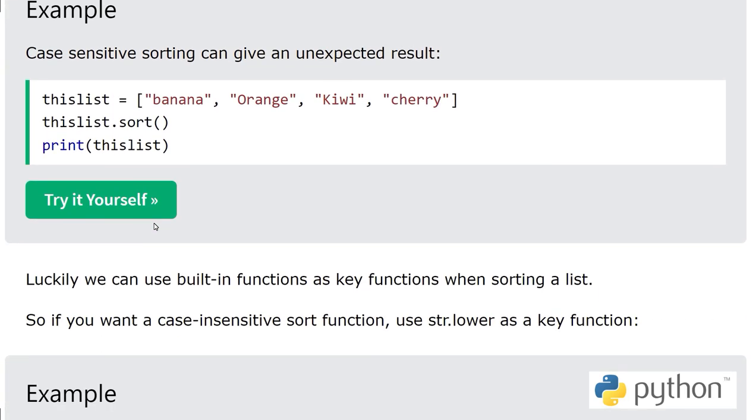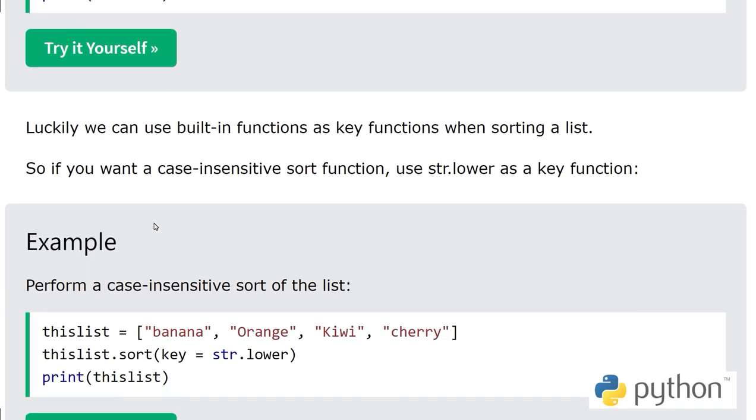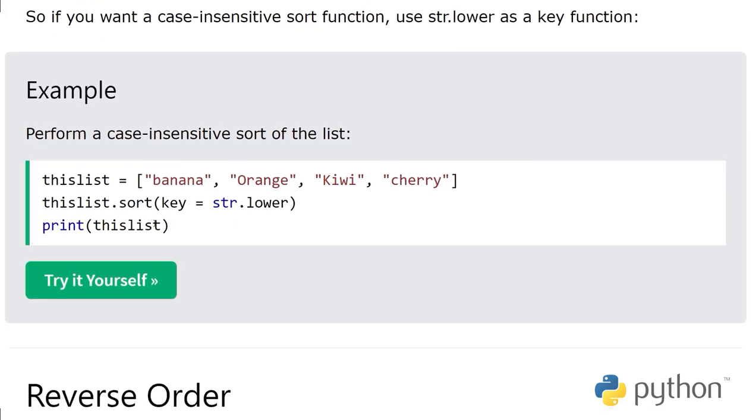If we want it to be case insensitive, for this we will pass on the function str.lower. So this key function will convert all these values to small letters first and then sort them, and then we will have case insensitive sorting.